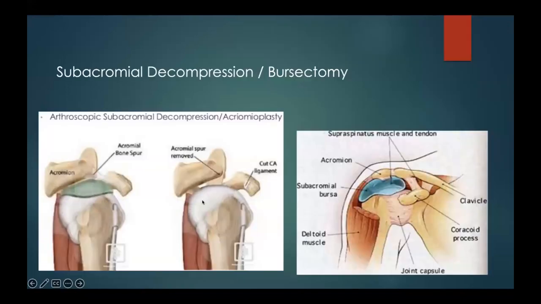Subacromial decompression or bursectomy. The subacromial decompression is to release the tight ligament of the coracoacromial arch and to shave away some of the undersurface of the acromion. This raises the roof of the shoulder, allowing more room for the rotator cuff tendons to move underneath. Subacromial decompression is performed not only to treat subacromial impingement, but also to enlarge the surgical field.